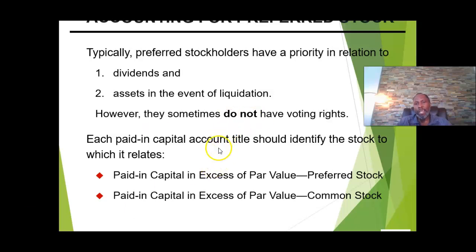Now, just like with common stock, preferred stock will also have a par value. So when preferred stock is issued at a price above its par value, the excess goes to a paid-in capital account in excess of par value, but it's for preferred stock rather than common stock.